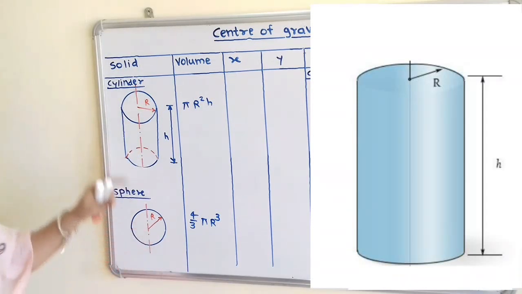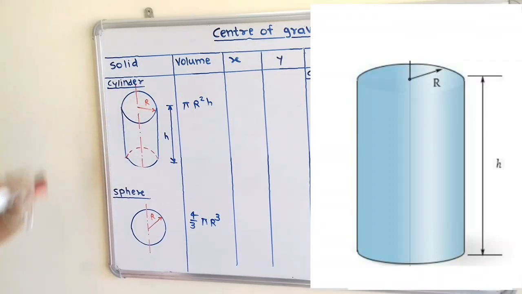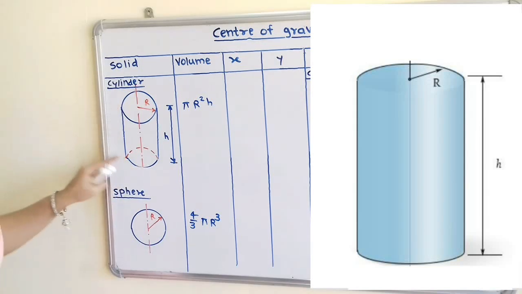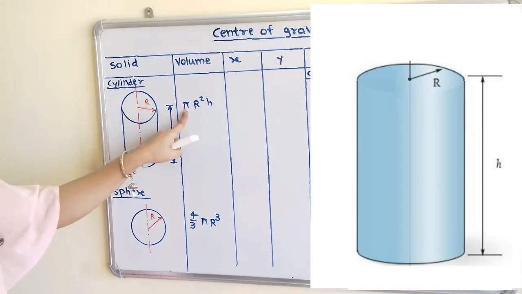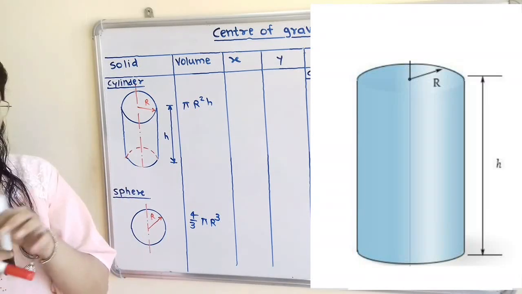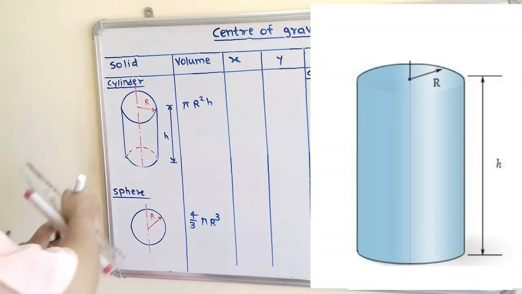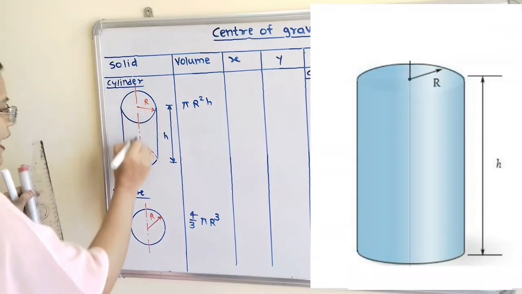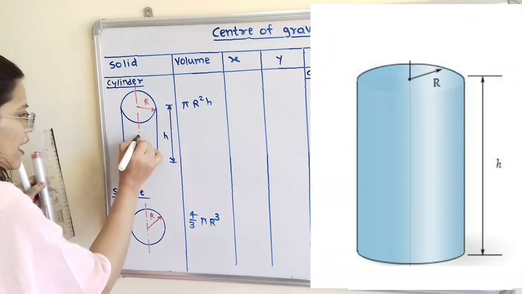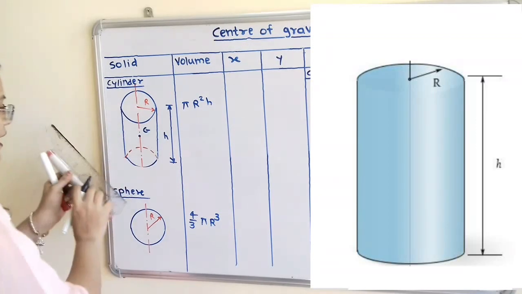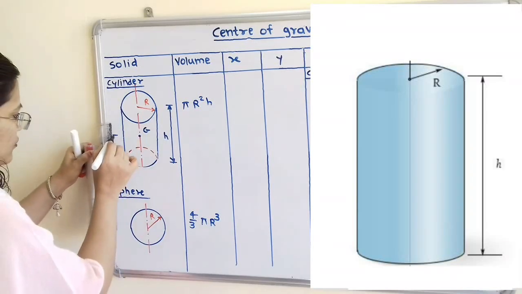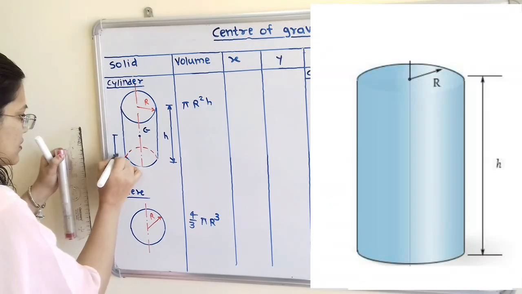Now how to find out its volume? So volume for the cylinder is the area of the base circle multiplied by height, that is equal to pi r square h. Now we will plot the center of gravity point. So it's a location we have to plot on this axis passing through the center of the circle. So here I will plot the center of gravity and its distance from the base is equal to h by 2. So we have to mention this.